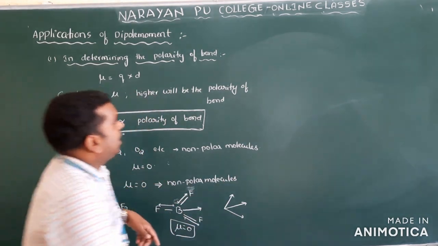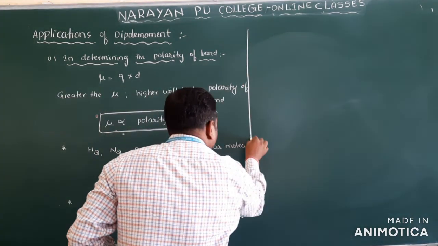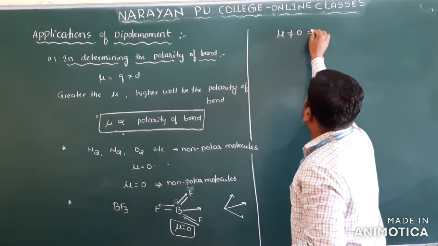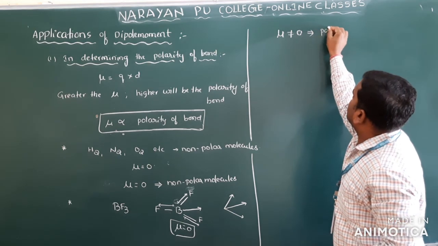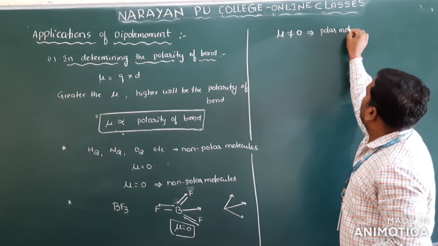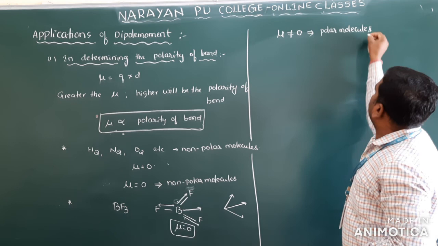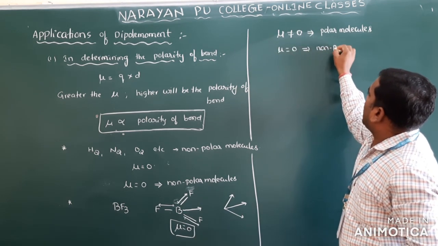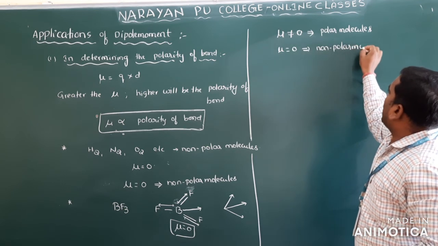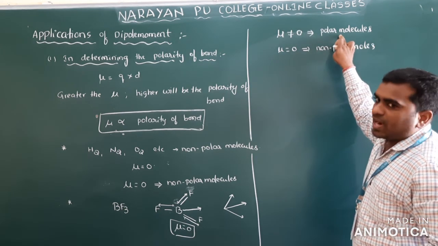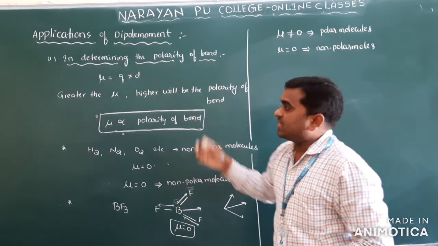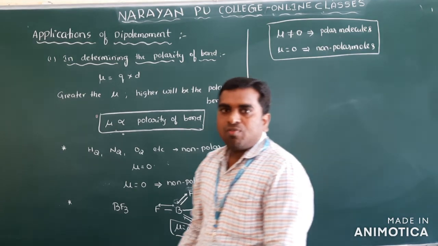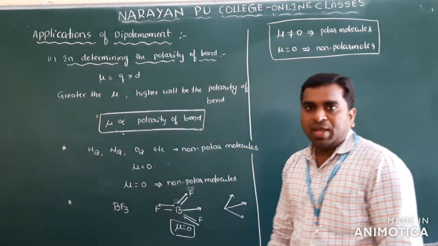Finally, we can write that if mu is not equal to 0, those are polar molecules. If mu is equal to 0, those are non-polar molecules. If the molecule is polar, the bond is a polar bond. Polarity we can say. This is important. This is known as the first application of dipole moment.